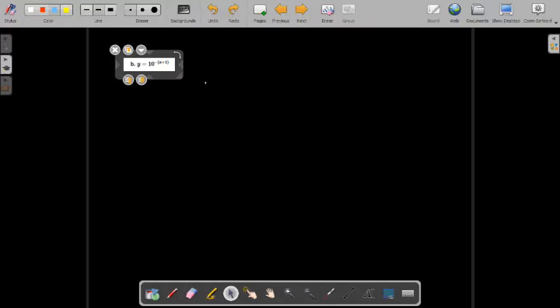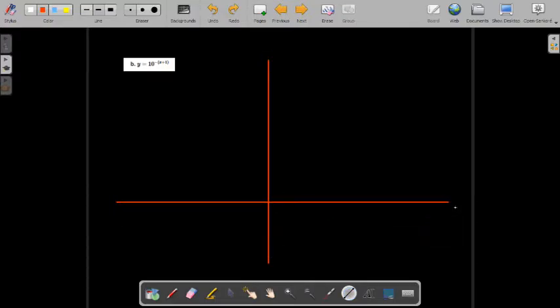Okay, we've got 10 to the power of minus x plus 1. So set of axes. Now I've got 10 to the minus, so it means we're going down this way. And it's been moved to the left one spot. Okay, something like that.